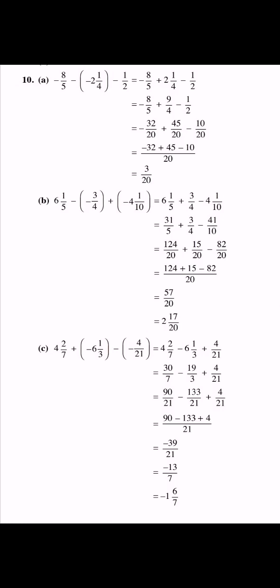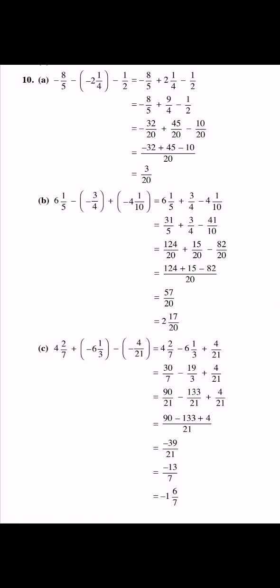Moving on, we will simplify our first and second term, which are 4 whole 2 divided by 7 and minus 6 whole 1 divided by 3. By simplifying the first term, multiplying 7 with 4 gives us 28, and adding 2 to the 28, it will become 30 divided by 7. Simplifying our second term, which is 6 whole 1 divided by 3, by multiplying 3 with 6, it gives us 18, and adding 1 to the 18, it gives us 19 divided by 3, and the third term will remain as it is.